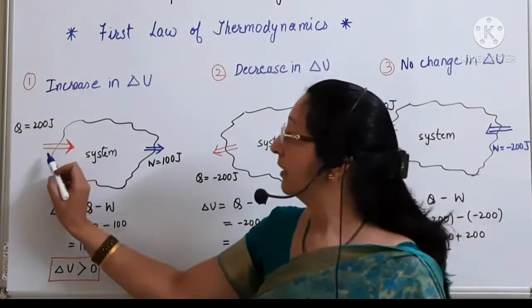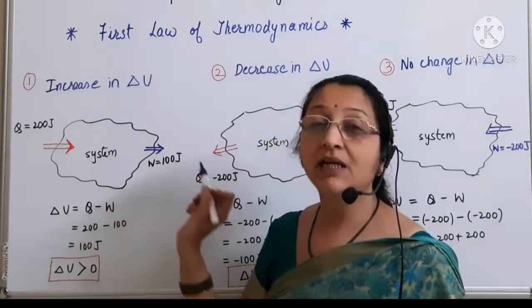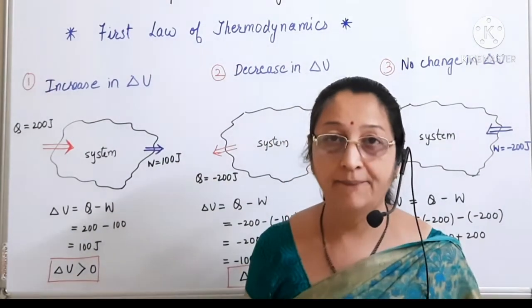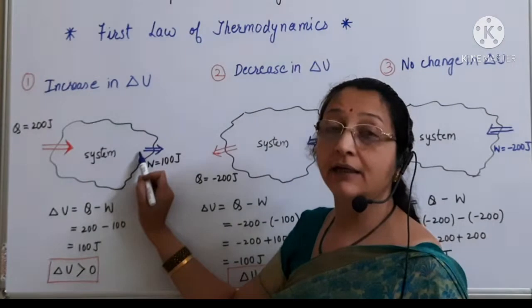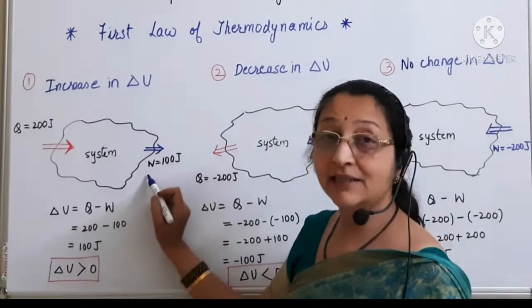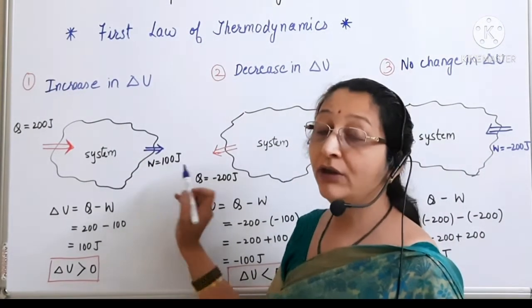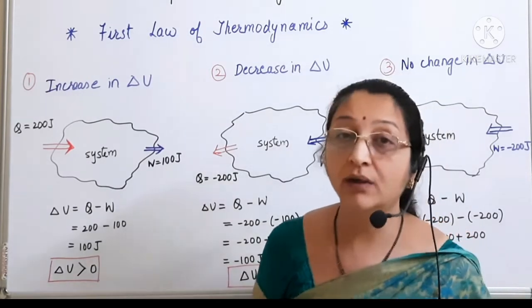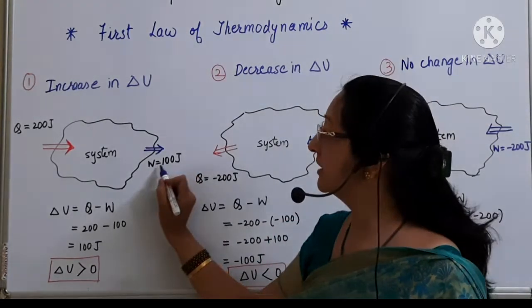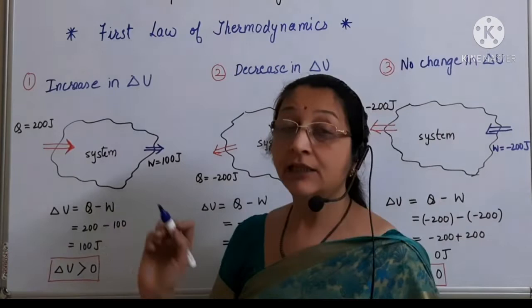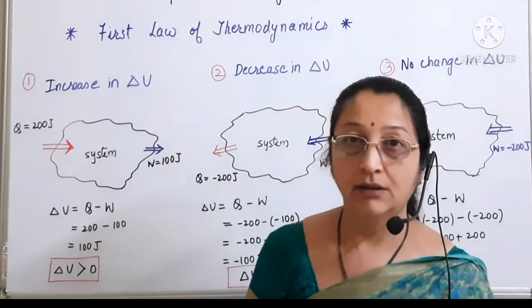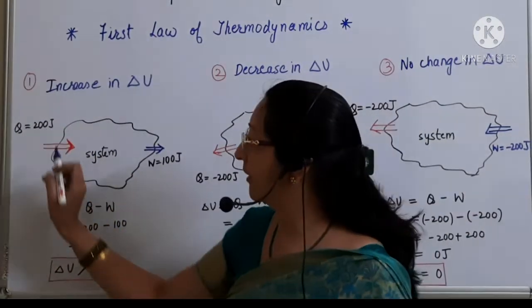And the system does work. The system did work. How much work did the system do? The work done by the system is 100 joule. So now we know that when the system does work, the work is positive. So this is 100 joule. And when the system receives heat, it is also positive. So this is 200.